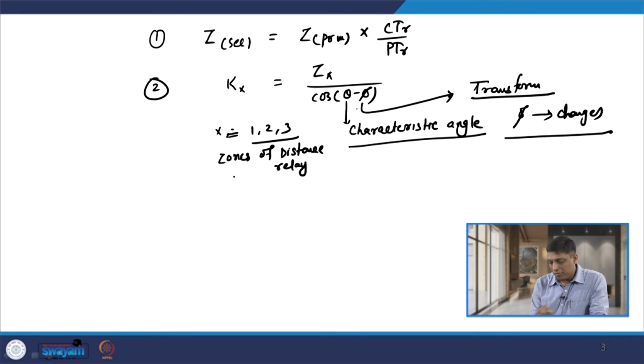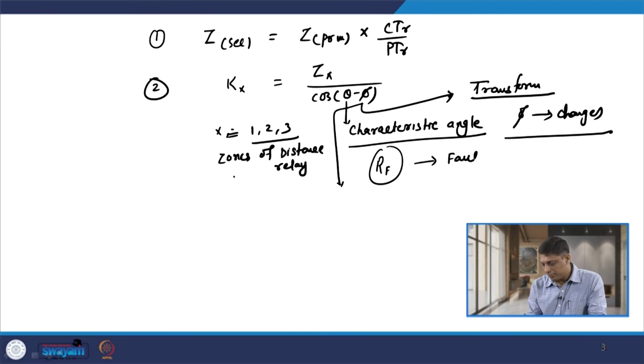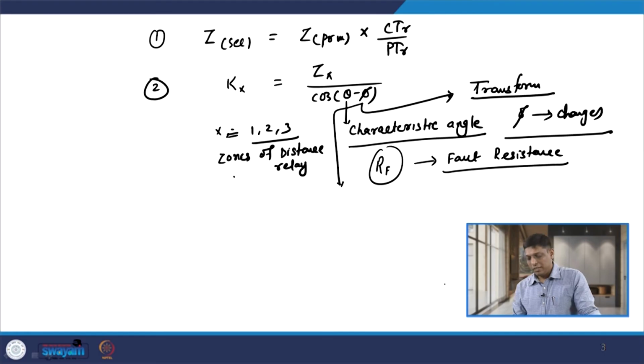Again, the value of phi also changes when you wish to include the value of RF, that is known as fault resistance. So, whenever you add fault resistance in any line impedance, its value also changes. Let us see how the value of phi changes. For that we need to understand one important point.